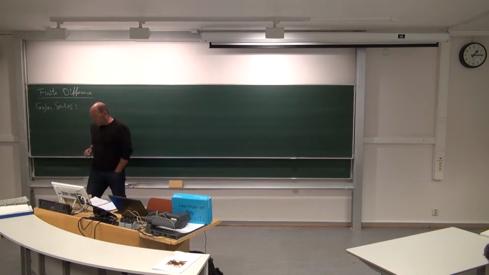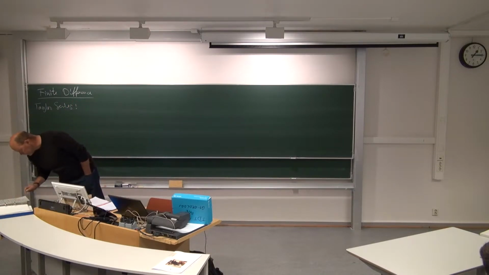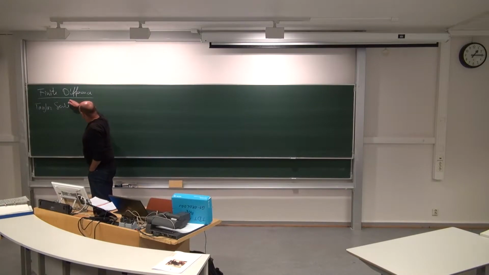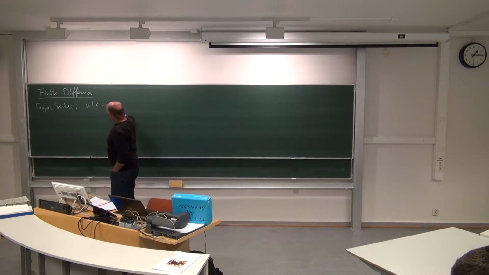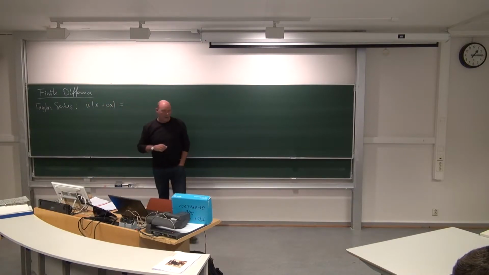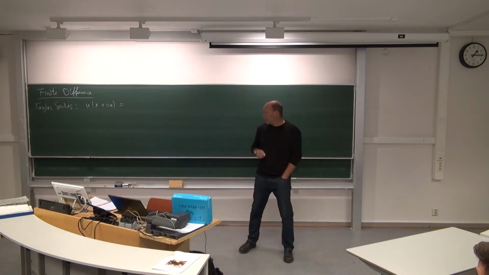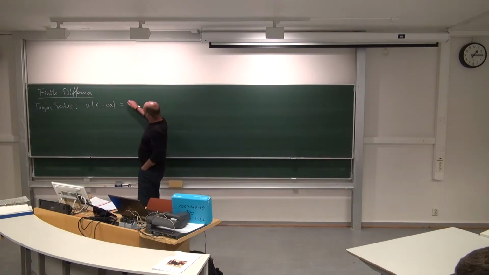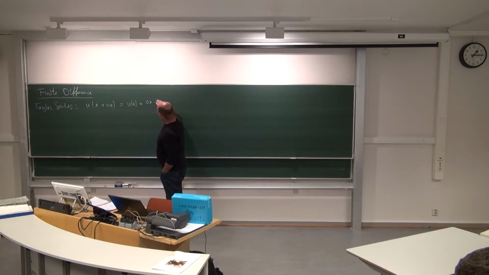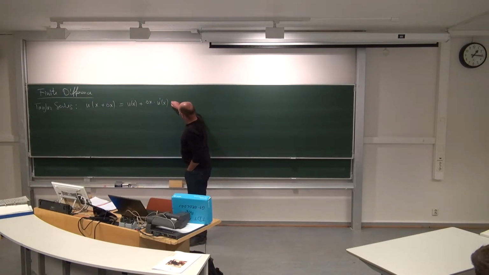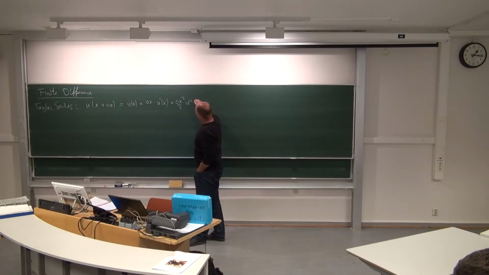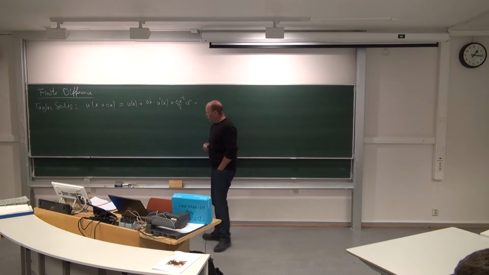So you have a function, what do I call it? Taylor series, you will have a function u of x plus delta x. And then you say this is roughly the same as u of x, plus delta x multiplied with the derivative u'(x), plus delta x squared half u double prime, and so on and so forth.